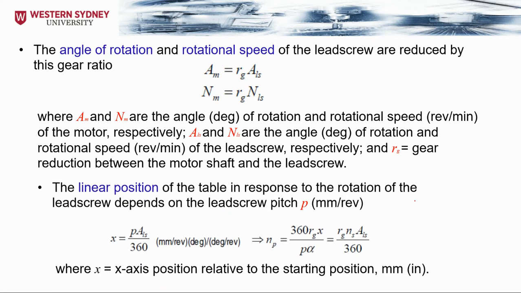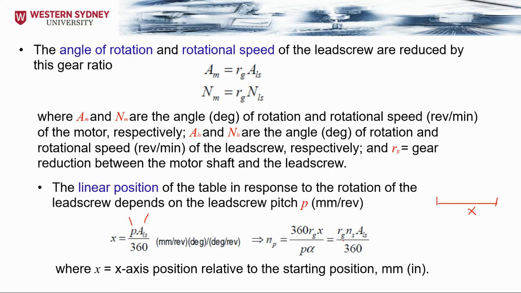The linear position of the table, the x value, is the distance that the table is going to be moved from position 1 to position 2. The x is a function of the pitch of the lead screw and the angle of rotation of the lead screw divided by 360. So x is p multiplied by Als divided by 360. The Np, the number of pulses we are going to send to the motor, is equal to 360 degrees multiplied by Rg multiplied by x, divided by p multiplied by alpha.